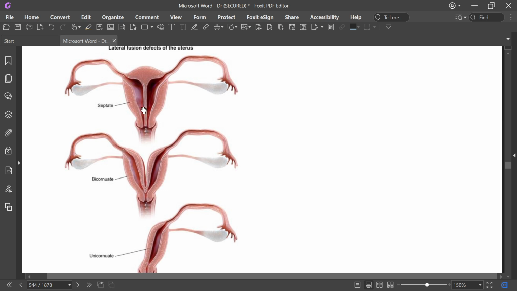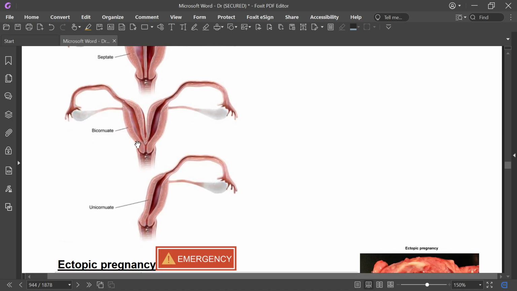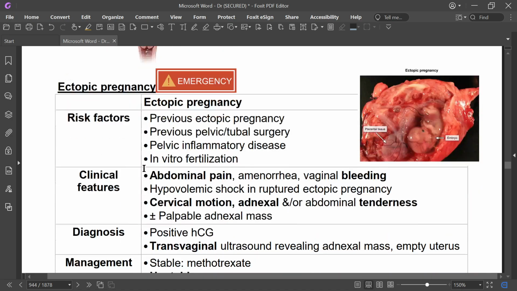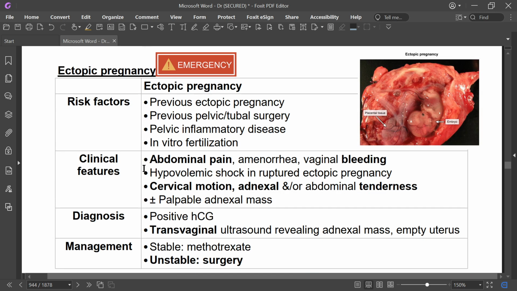Lateral fusion defects of the uterus. This is septate. This is bicornuate uterus. This is unicornuate uterus. This is ectopic pregnancy. Very high yield topic. Risk factors for ectopic pregnancy are previous ectopic pregnancy, previous pelvic or tubal surgery, PID, and IVF.